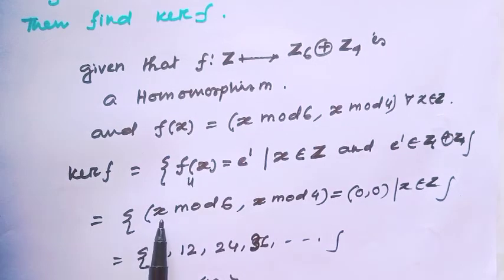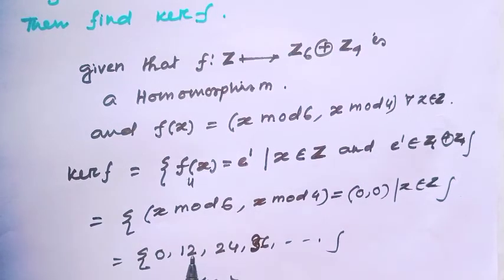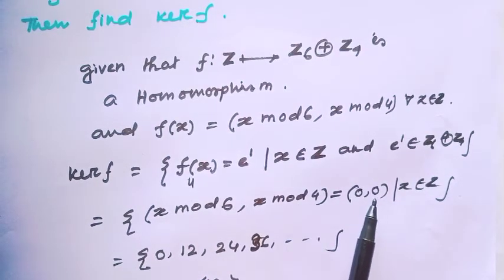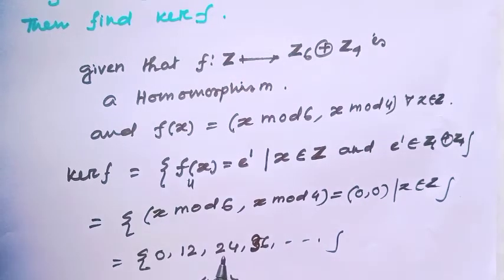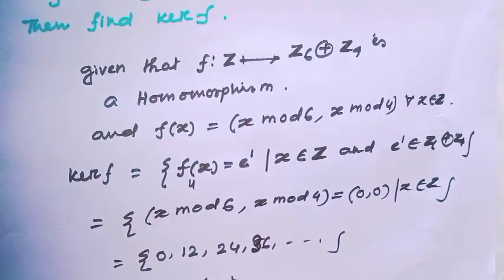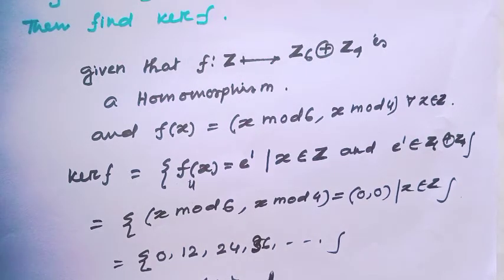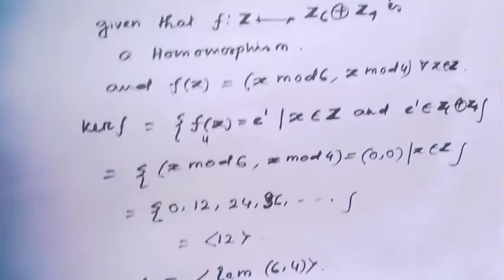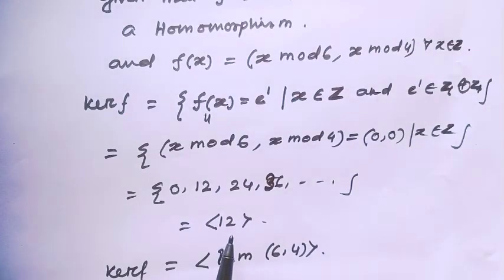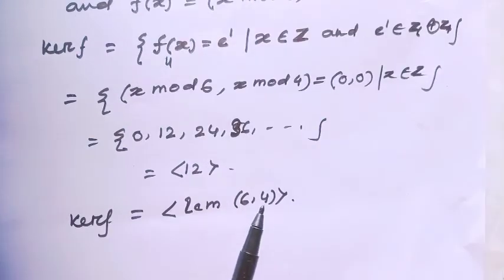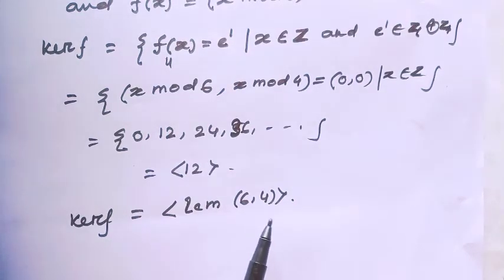If you put x equal to 12, then 12 mod 6 is 0 and 12 mod 4 is also 0. Similarly, if you put the value of x as 24, 36, this would always be 0, 0. So all multiples of 12 give 0 and 0. So this is nothing but the cyclic subgroup generated by 12. And what is the LCM of 6 and 4? This is 12. So the kernel of f is generated by the LCM of 6 and 4.